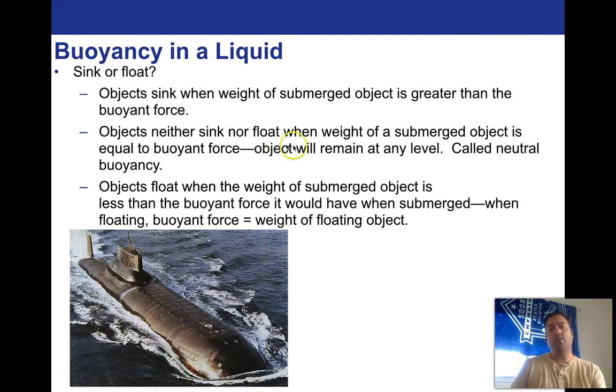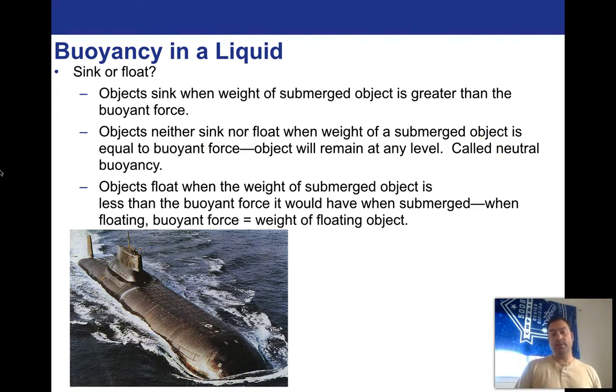Objects neither sink nor float when the weight of the submerged object is equal to the buoyant force. The object will remain at any level. So as long as the ship, for example the submarine, is not crushed by the pressure, it'll remain at any level as long as the buoyant force is neutralized. And this is called neutral buoyancy.